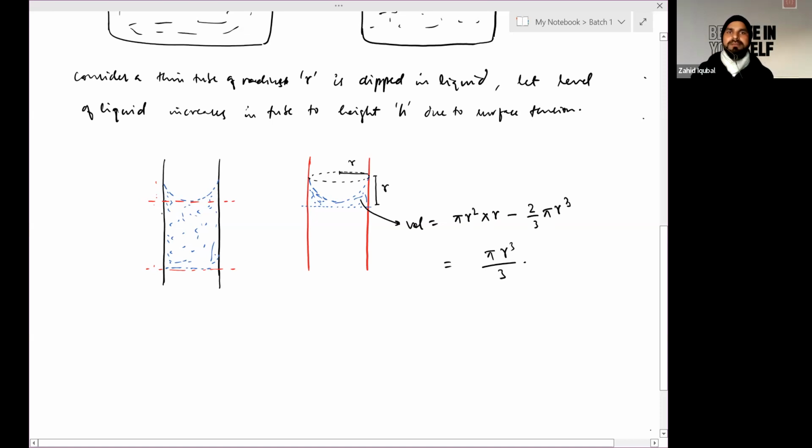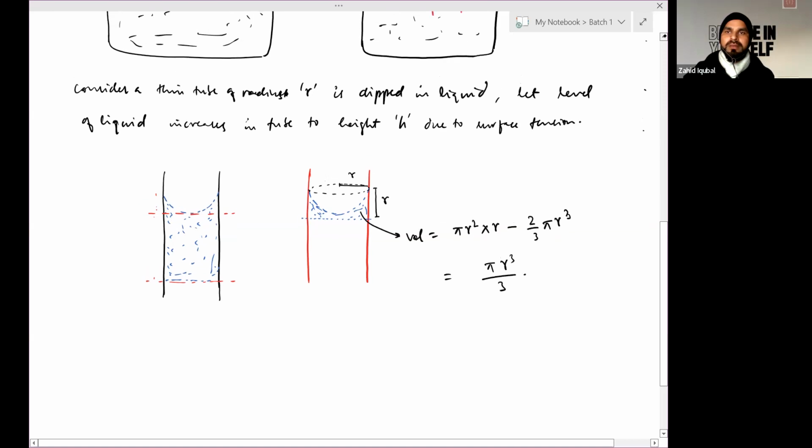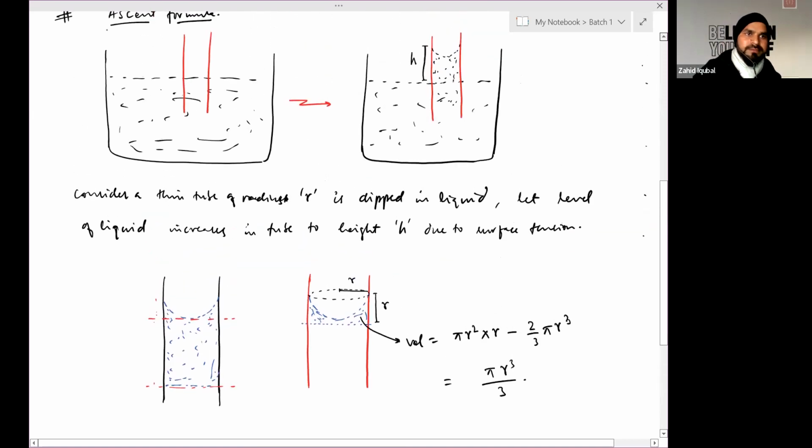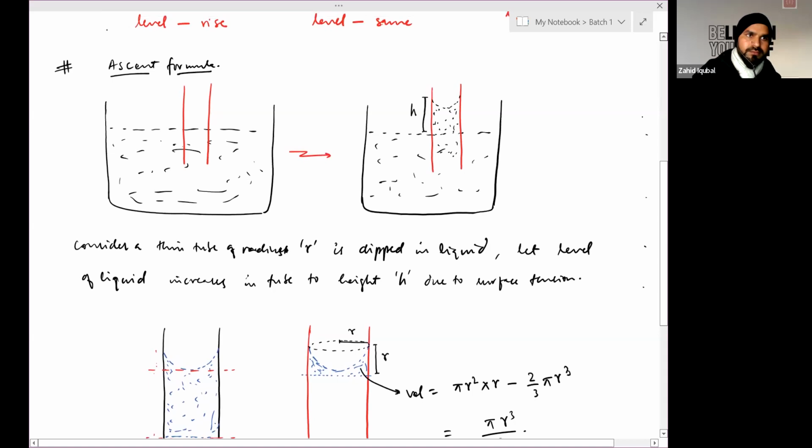Any doubt till this part? Okay, first write it down. Just 1 minute.